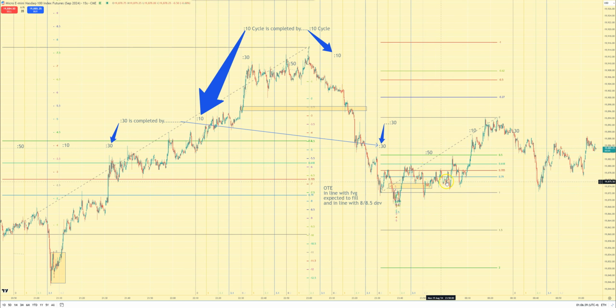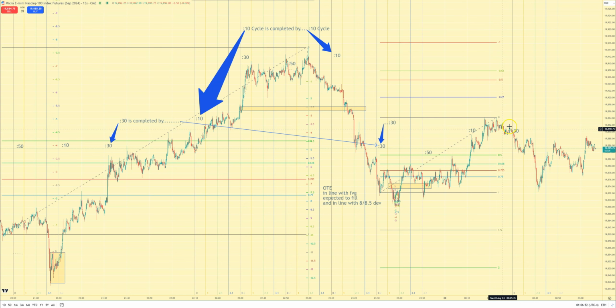So we have 50, then 10. This is right there. That's 10. 10 ran away and came up to the top to do the smart money reversal, and then 30 did the... 10 actually did the smart money reversal.